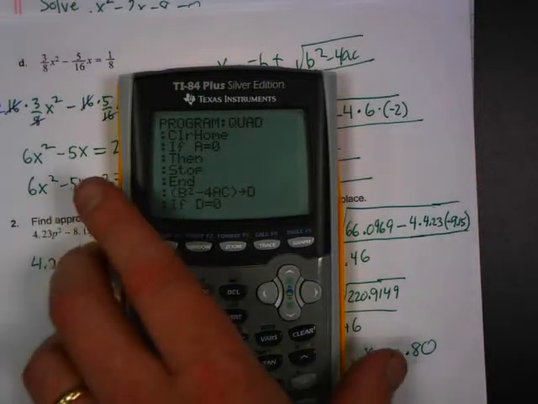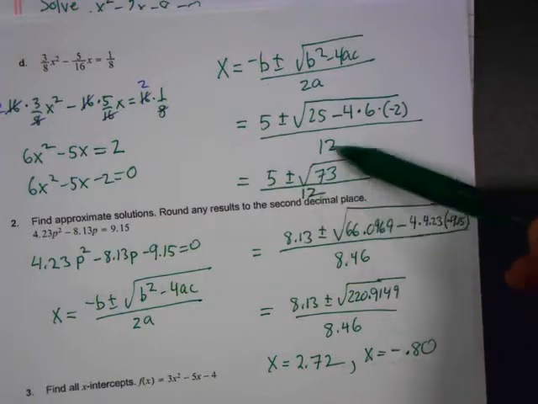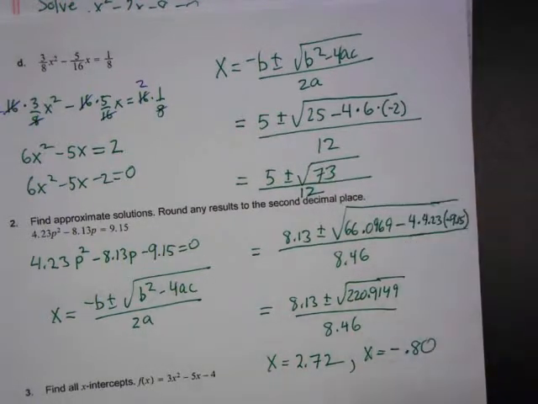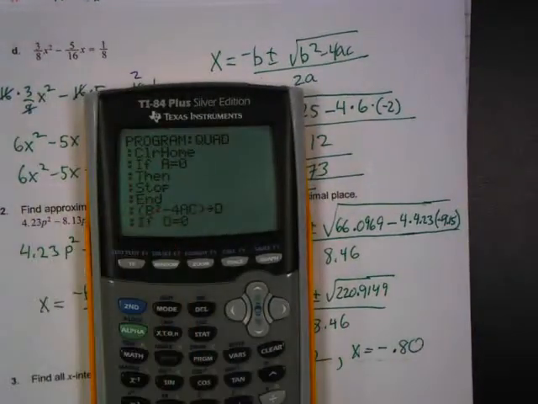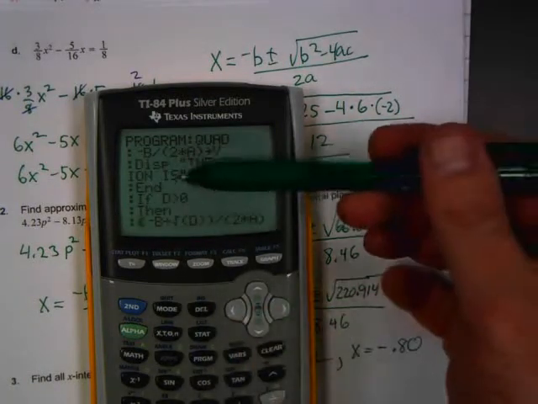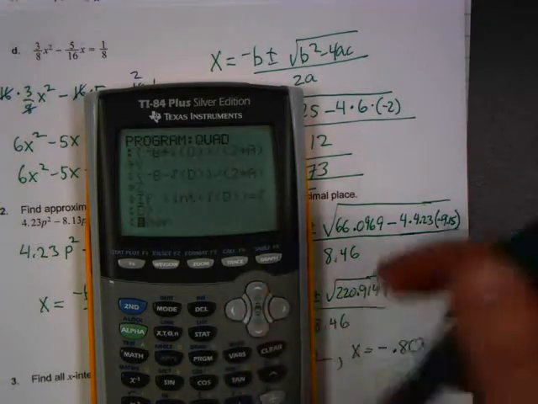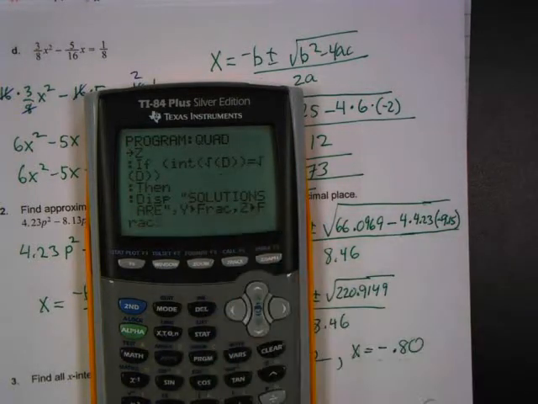The reason I did that is I need to know this 73. Is this a nice number or a not nice number when I do a square root? So then I have the calculator check. If D is 0, do some stuff. If D is positive, then check to see if the square root of D is a nice number. And if the square root of D is a nice number, then write out the answers.